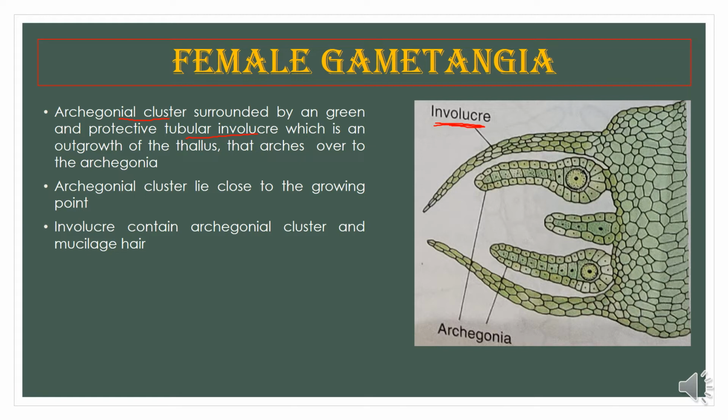Now the main function of the involucre is to protect the sex organ from desiccation and heat, because Pellia is a bryophyte, but it does not have much protection. It is not multi-layered. It does not have a cutinized outer wall. The cells do not have these features, so they need some protection against desiccation, and that protection is provided by this involucre.